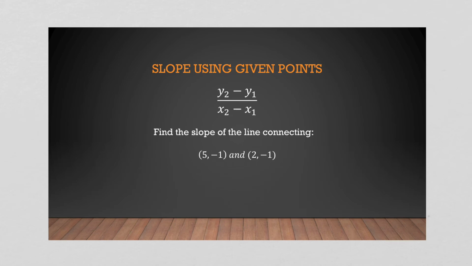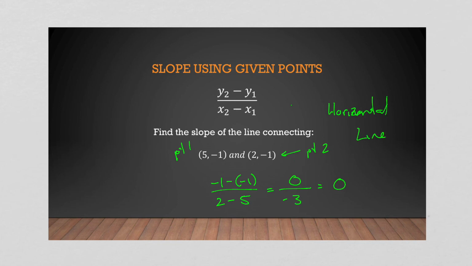Another one. Okay, well, let's say point 2, point 1. Well, negative 1 minus negative 1 over 2 minus 5 gives me 0 over negative 3. And what does 0 over negative 3 mean? Well, that means I have a slope of 0, which means I have a horizontal line. And if you just think about this graphically, we have 5, negative 1, and we have 2, negative 1, right? Same y values means horizontal line.